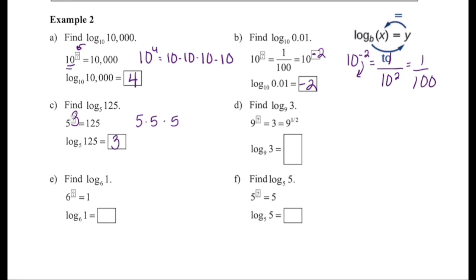Find log base 9 of 3. So I want to know 9 to what power would give me 3? Well, I know that if I were to take the square root of 9, that would give me 3. And when I'm thinking about our index and our exponent, that's the same thing as saying 9 to the power of 1/2 is 3. Therefore, log base 9 of 3 is half.